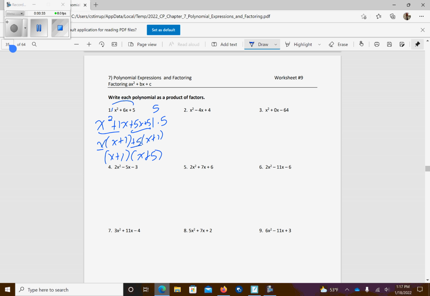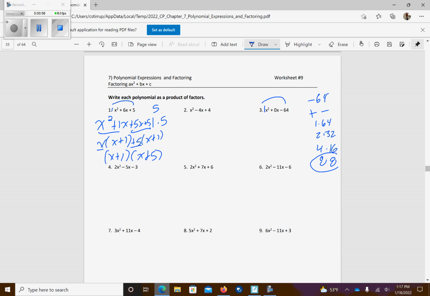Okay, this one, kind of goofy. So I have 1 out front, so negative 64. I have no other negatives. Factors of 64: 1 and 64, 2 and 32. 3 doesn't work, 4 works, 4 and 16. 5 doesn't work, 6 doesn't work, 7 doesn't work, 8 and 8 work.